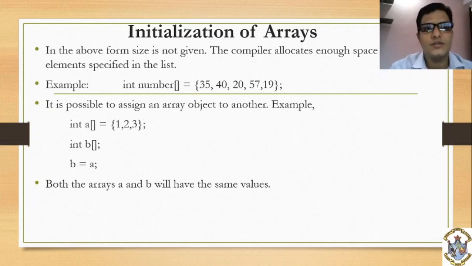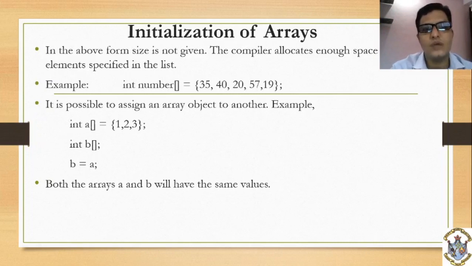Okay, now let me check what is the syntax. Let us see this example. Int number of equal to open curly brace, I am giving 35, 40, 20, 57, 19. So I am assigning 5 different values, right? So then what is its length? 5. It is also possible to assign an array object to another.